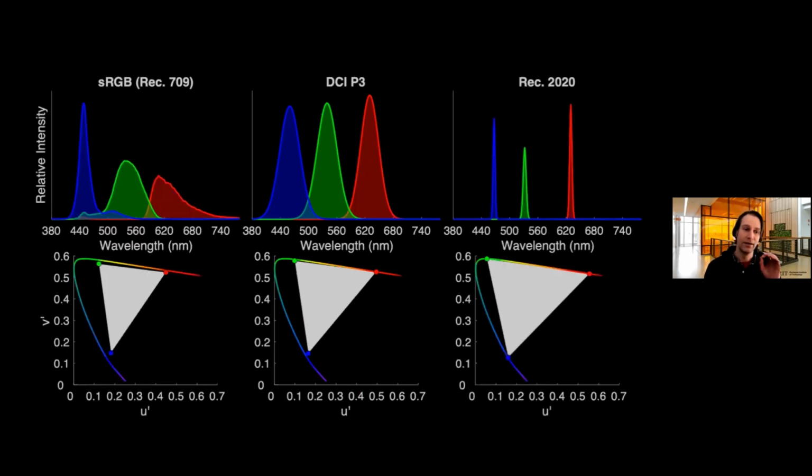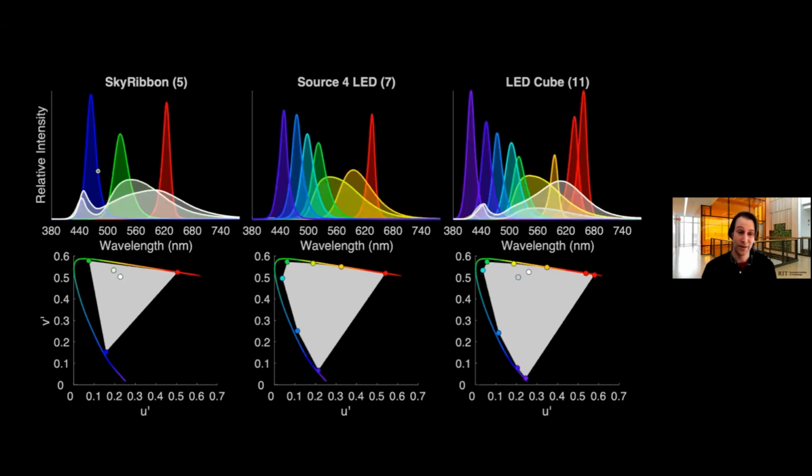And you can have displays with a smaller color gamut or a larger color gamut based on the bandwidth of those primaries. So a lot of the work that happens in our lab has to do with displays, display systems, how you choose these primaries, how you mix these primaries. And this is also applicable to lighting systems, which often have even more than 3 primaries.